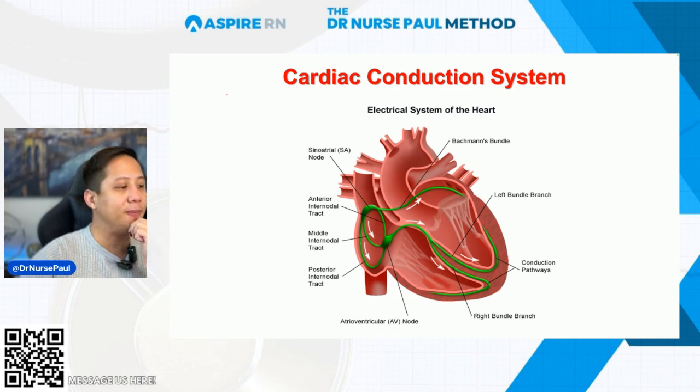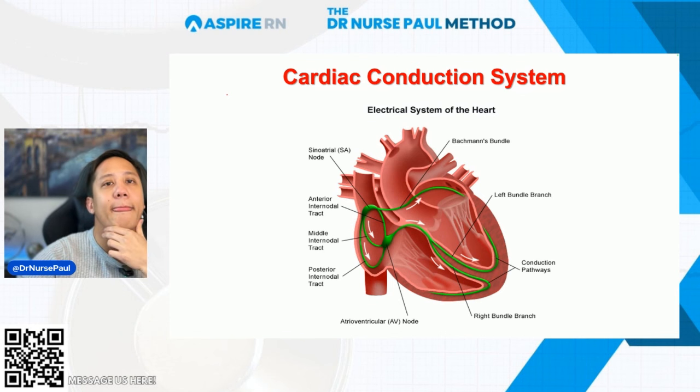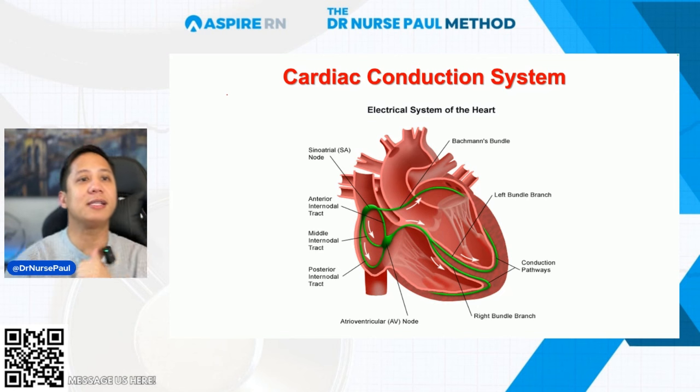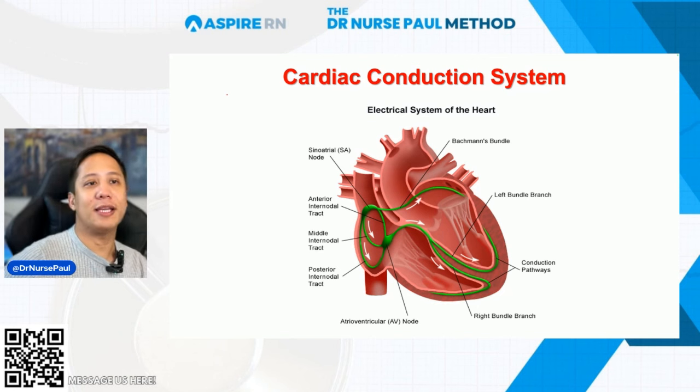AV node, all right? Final fiber is called the Purkinje fiber. How many rate per minute can your SA node deliver? Rate per minute for SA node. 60 to 100. How many rate per minute for your AV node? 40 to 60. How many rate per minute for your Purkinje fiber?